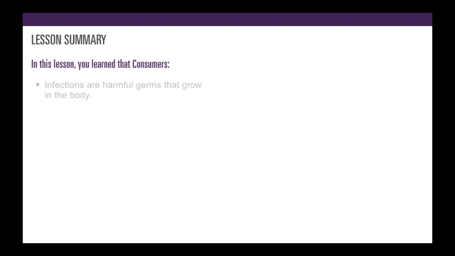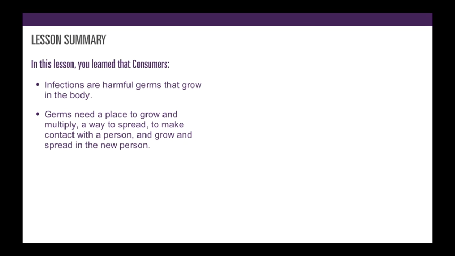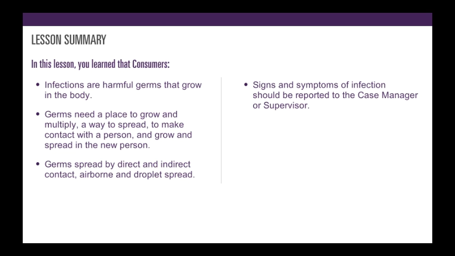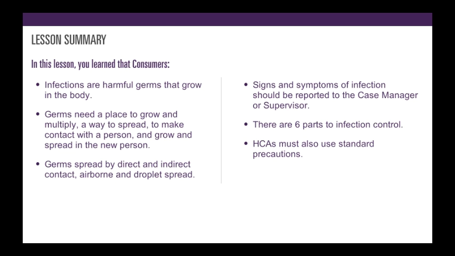In this lesson, you learned that infections are harmful germs that grow in the body. To spread an infection, germs need a place to grow and multiply, a way to spread, to make contact with a person, and grow and spread in the new person. Germs spread by direct and indirect contact, airborne and droplet spread. Signs and symptoms of infection, such as dizziness, headaches, tiredness, or confusion, should be reported to the case manager or supervisor. There are 6 parts to infection control: washing your hands, wearing gloves, cleaning and disinfecting, keeping up to date on immunizations, and properly disposing of waste and sharps. HCAs must also use standard precautions, which are practices used to prevent the spread of germ-causing disease through blood, body fluids, non-intact skin, or mucous membranes.